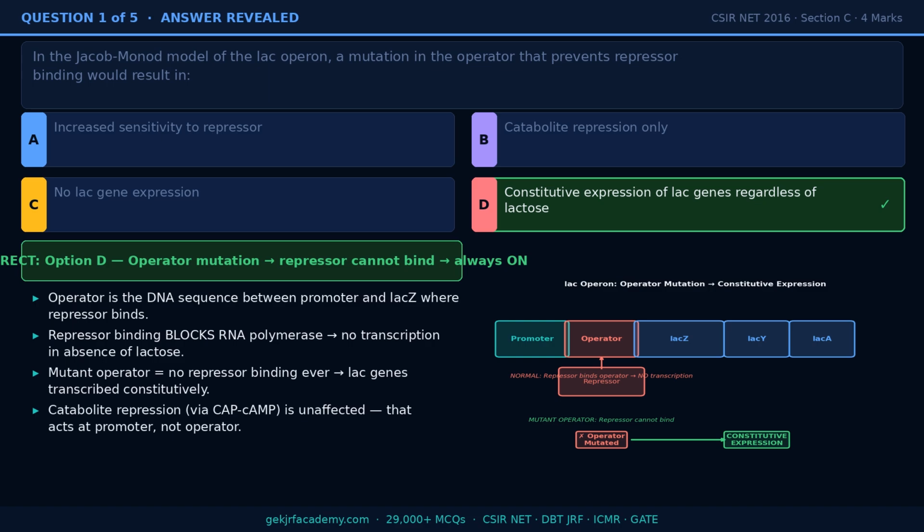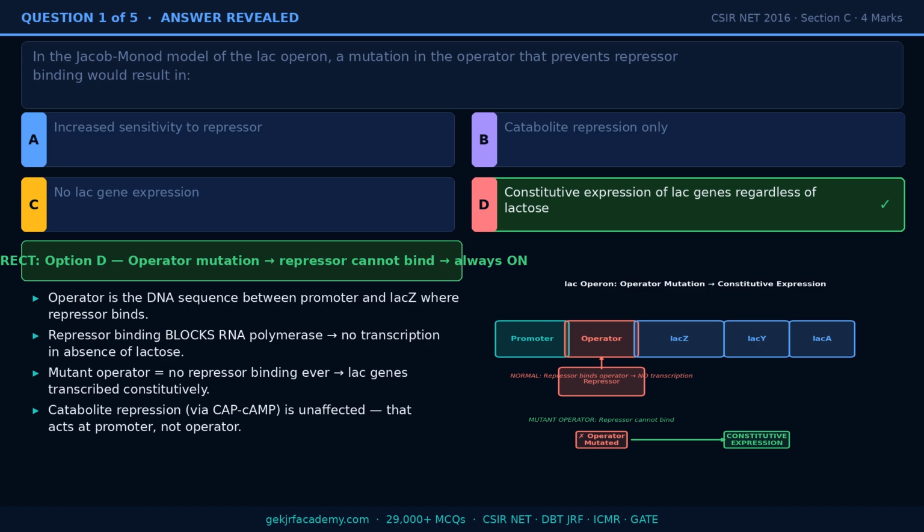Option A is wrong. A mutant operator that cannot bind repressor cannot show increased sensitivity. There is nothing to be sensitive to. Option C is the exact opposite of what happens. Constitutive mutation leads to maximum expression, not zero.